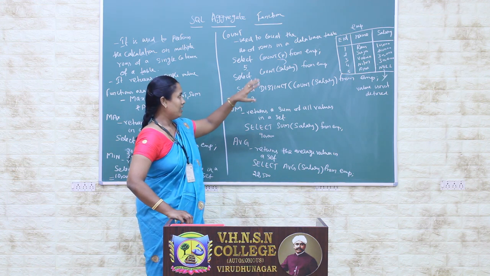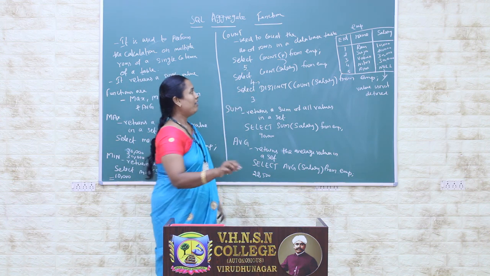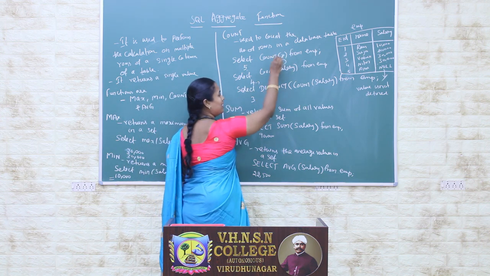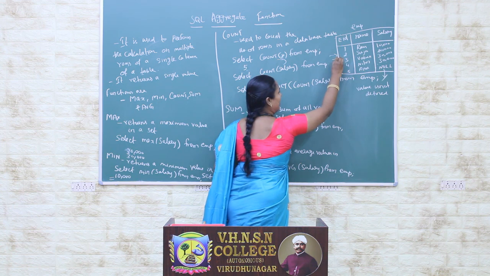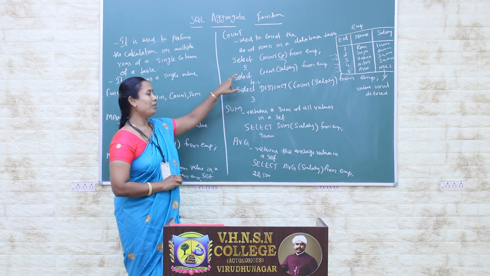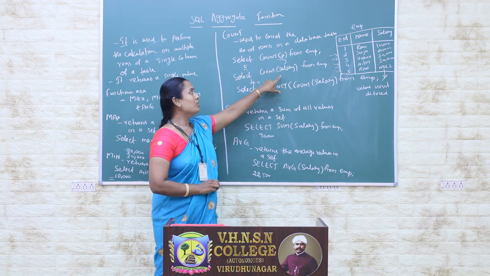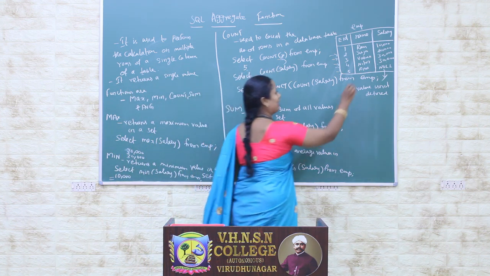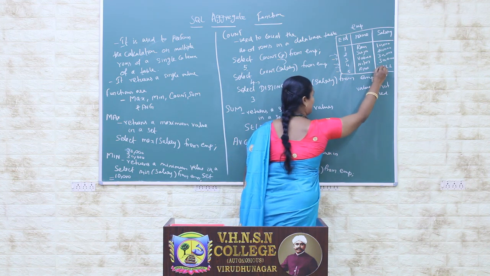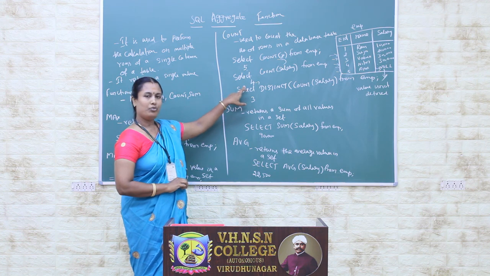In this same table, we are applying the same count function. Whenever you put count of star, it counts how many records or tuples are available in the table, and that produces the output 5. But when we change the star to salary, this salary field contains a null value, so that record is not countable. For that reason, it produces the result of 4.